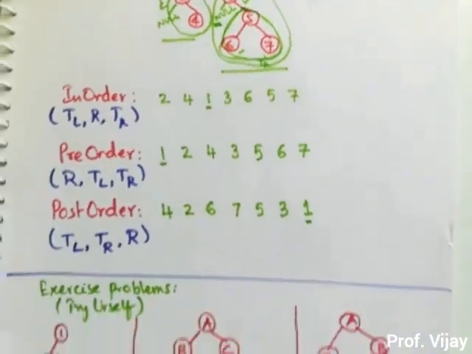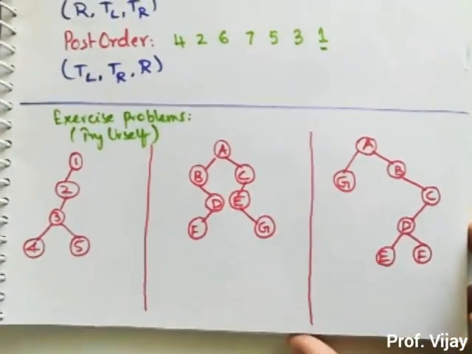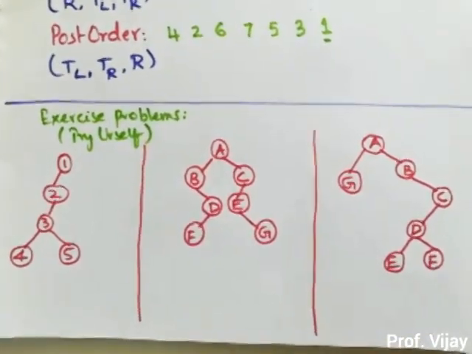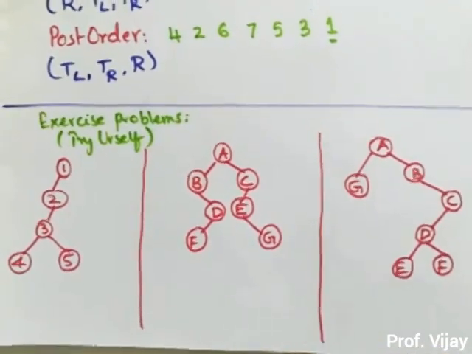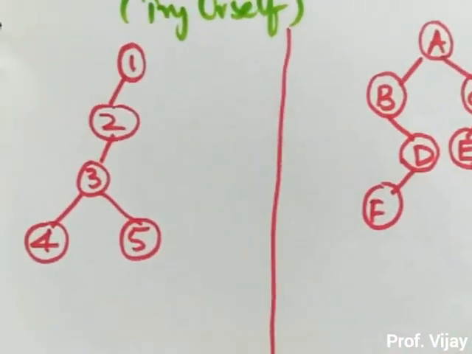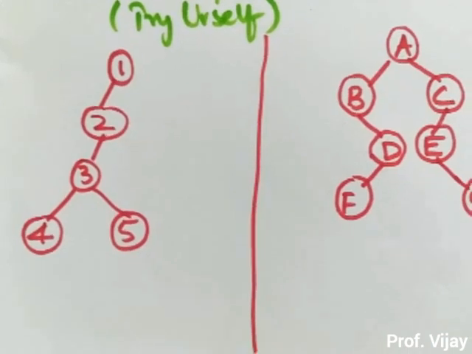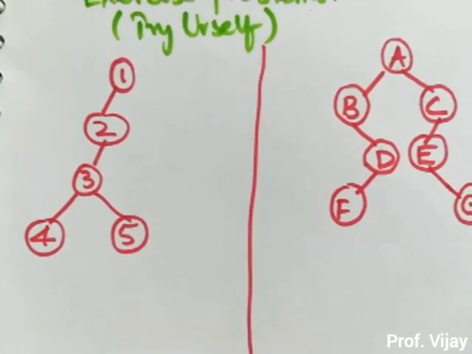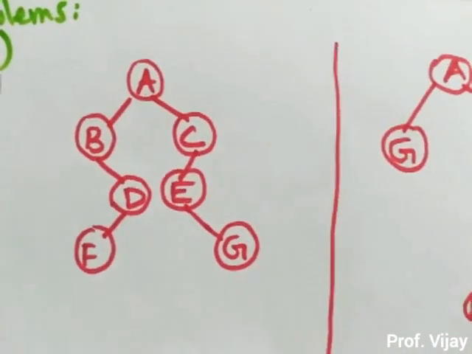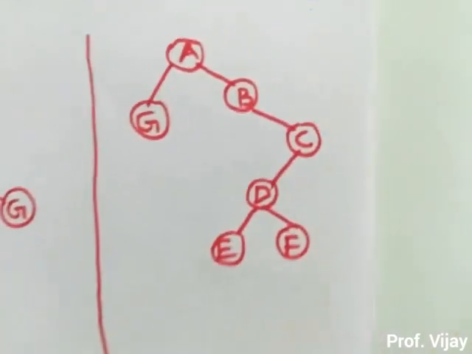Thank you. After this, take these 3 examples as exercise problems and solve them at home. This is example 1 with 1 as the root and 2 as its left, 3, 4, 5. This is example 2, and this is example 3.